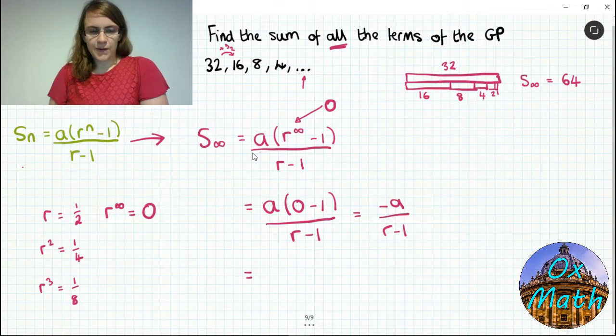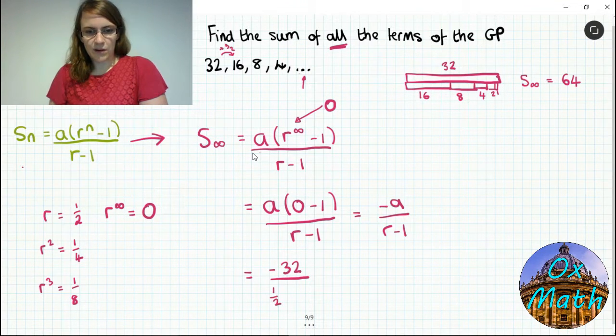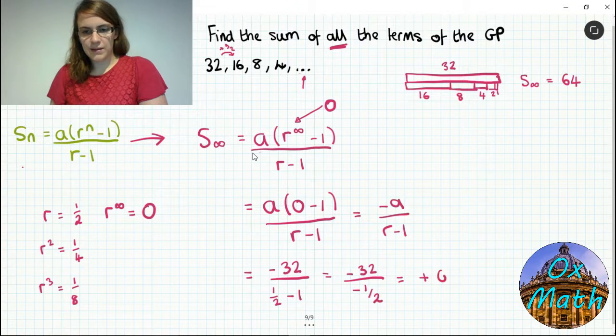So our first term is 32, so we've got minus 32. Our ratio is a half, so we've got a half minus 1. So we end up with minus 32 over a half minus 1, which is minus a half. And if you divide minus 32 by minus a half, you get plus 64, which is exactly what we expected from our diagram up here.